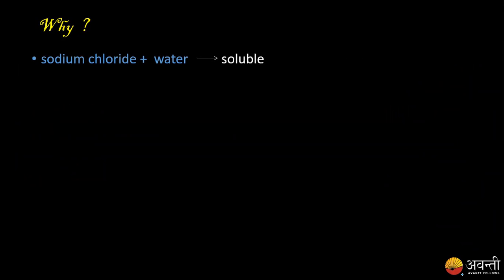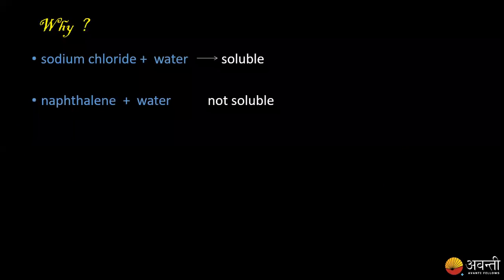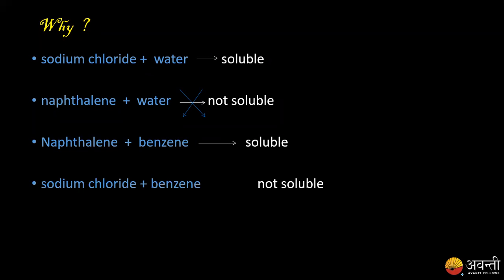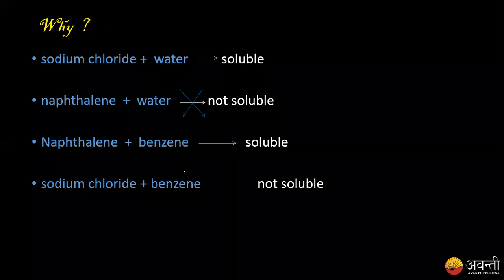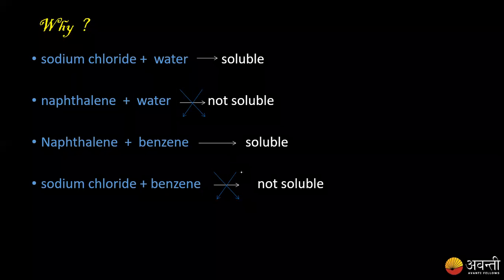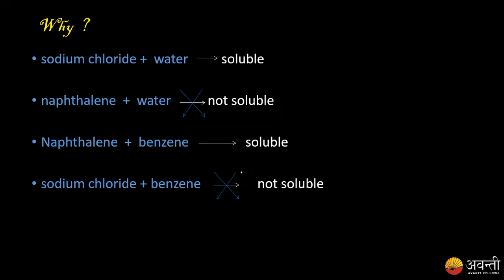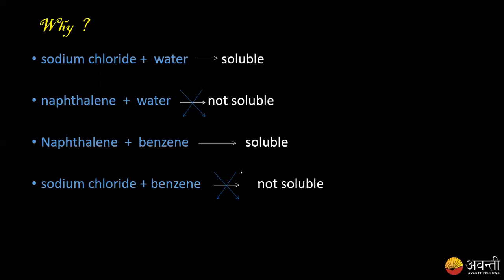Whereas if I take naphthalene and dissolve it in water, it's not soluble. So you have to tell me why that is. Similarly, if you dissolve naphthalene in benzene, it will be soluble, whereas if you put sodium chloride in benzene, it will not be soluble. So why is this? Why is sodium chloride soluble in water but not in benzene? Why is naphthalene soluble in benzene but not in water?